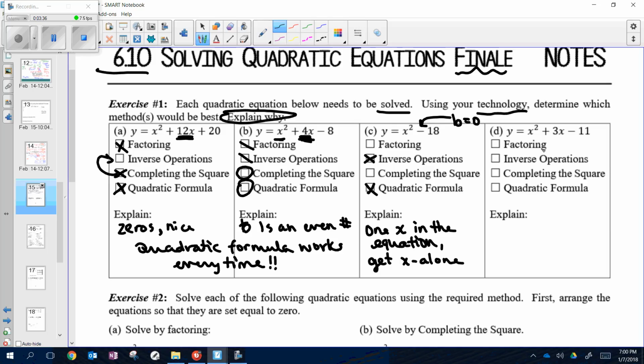So I'm going to get rid of factoring as a method because the zeros aren't nice. Inverse operations, well, there's 2 x's. It would not be easy to get x alone, so I'm going to say no to that one. Completing the square, b is an odd number, so as soon as I say take half of b, that would not be a nice thing to do. So I'm going to go with quadratic formula, and basically it's because the other methods were not going to work out so well. So quadratic formula works every time.